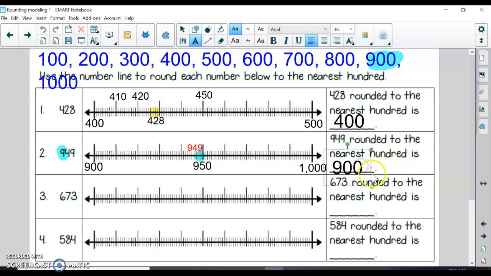Okay. As you guys are working today, you're going to be doing some practice with this. I highly encourage you to use the number lines to help you. If you need to skip count at the top to help you know how to label your number line, you can do that, okay? So good luck, and I'll see you guys tomorrow.